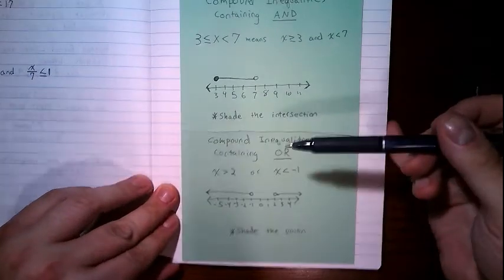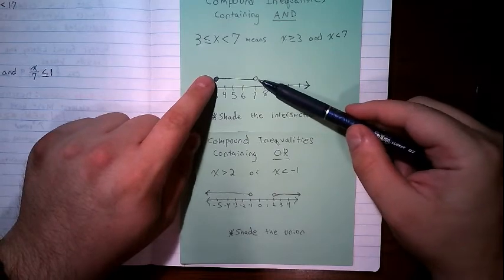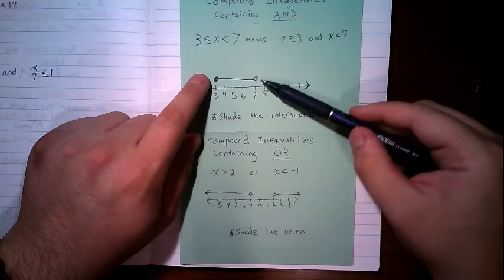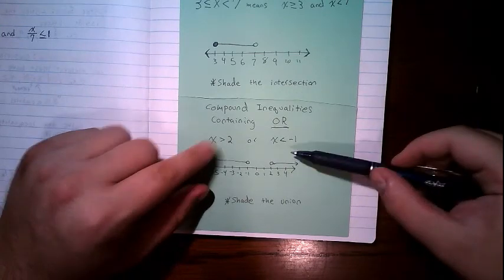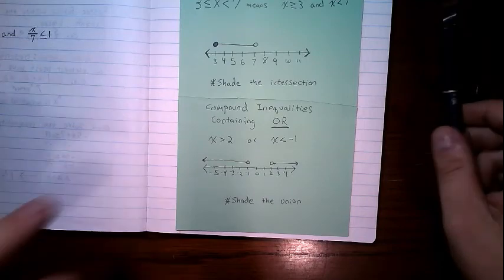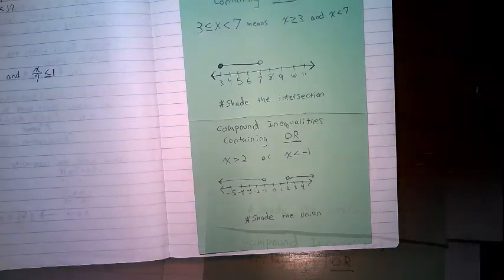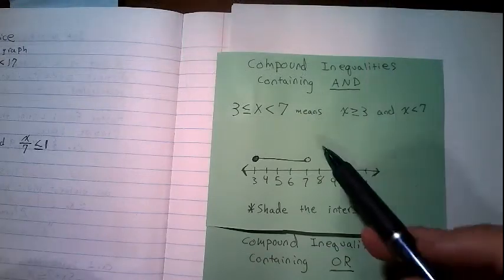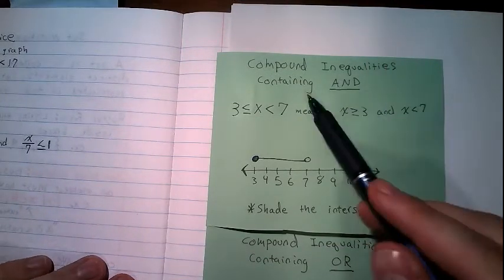So they're very different. Usually and is going to be a smaller range of solutions, right? Between 3 and 7. Whereas an or gives you more opportunities, right? It can be all these numbers or all these numbers. And we're going to do some examples on the inside. Alright, so we're going to open this top part and we're going to talk about compound inequalities containing and.